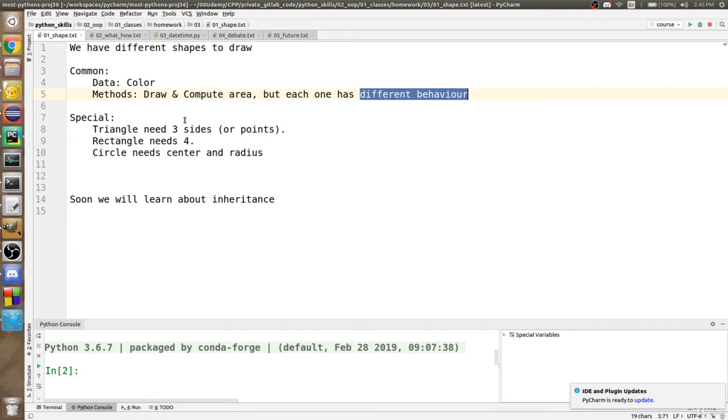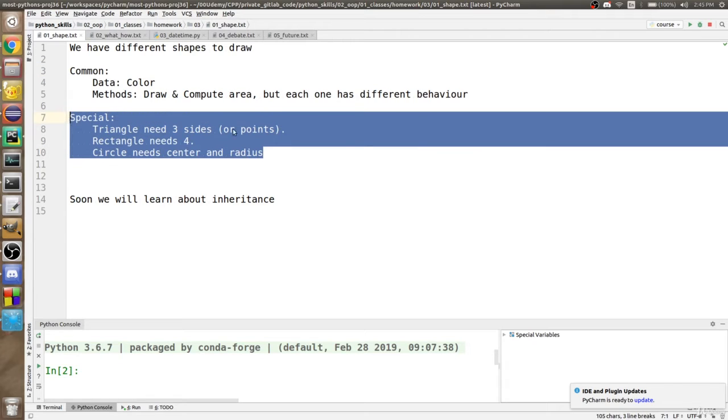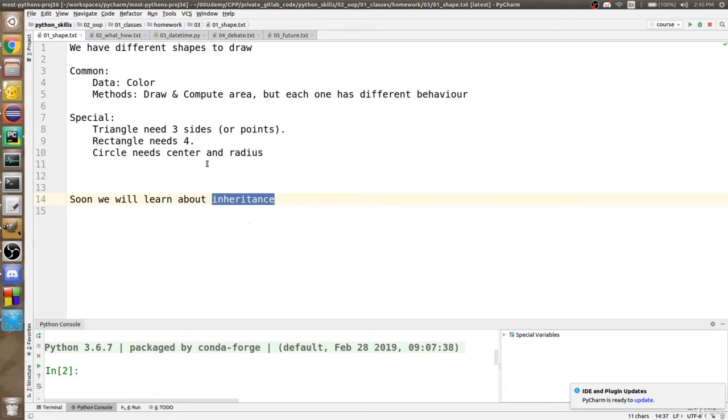Meanwhile, there are some special things for every one of them. A triangle has only 3 sides, for example. A rectangle has 4. A circle doesn't have sides. It has a center and a radius. So it seems like there are common things and special things. Soon we will study inheritance. Inheritance is all about grouping the common things together and differentiating the special things in different organization of the code. The target of the exercise is just pushing you to be more motivated when we come to study inheritance.